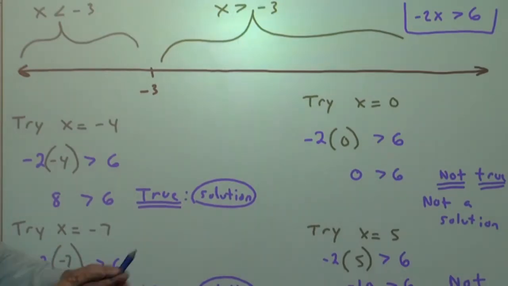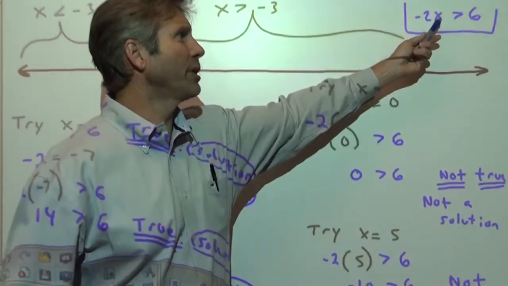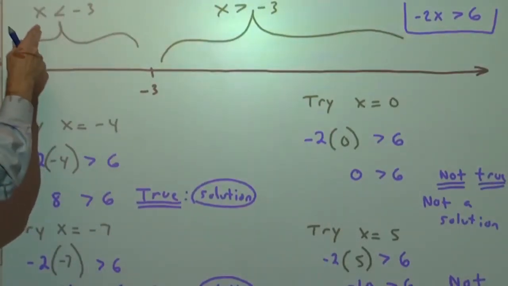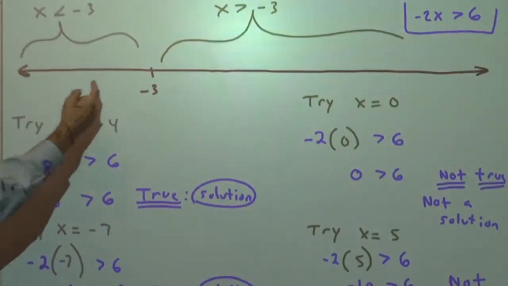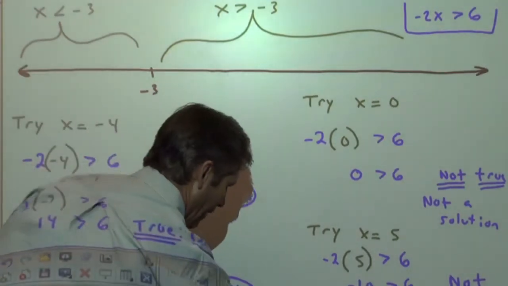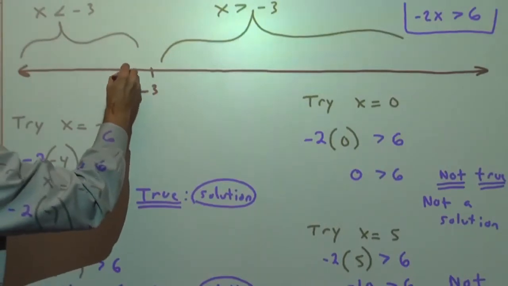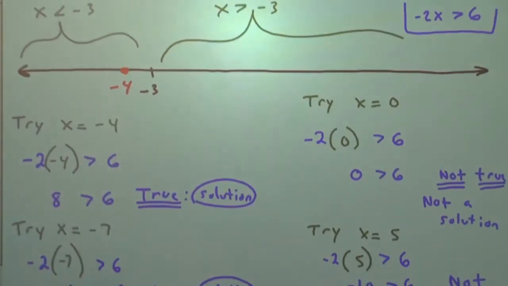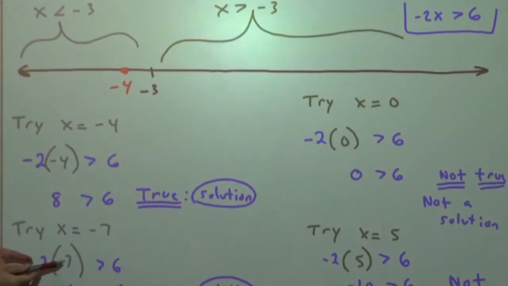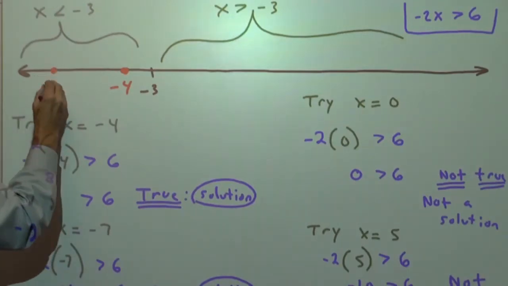Let's plug in some numbers. There's our original inequality. We're going to put different numbers in for x. If this is true and the final solution should be all the numbers x that are less than -3, then let's pick a number below -3, like -4. Well, sure enough, when we put that guy in for x, we get that 8 is greater than 6. That's true. That implies that -4 is a solution, so we can put a closed circle at -4. Likewise, choose another number that's below -3, like -7. If we put that in for x, sure enough, we get 14 is greater than 6. True statement. Another solution at -7.